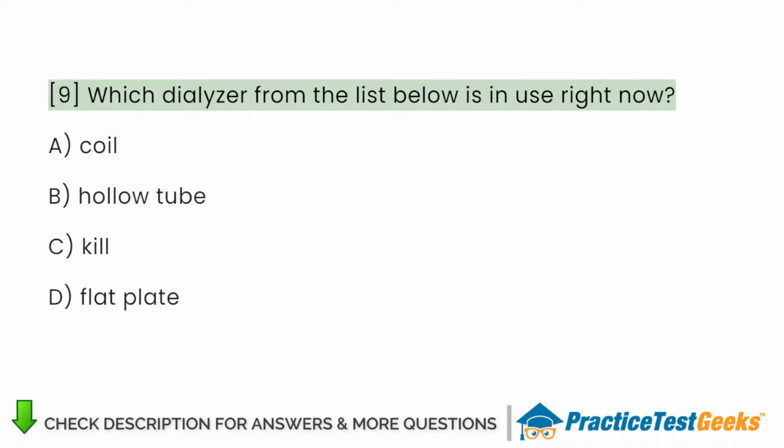Which dialyzer from the list below is in use right now? A. Coil. B. Hollow tube. C. Kill. D. Flat plate.